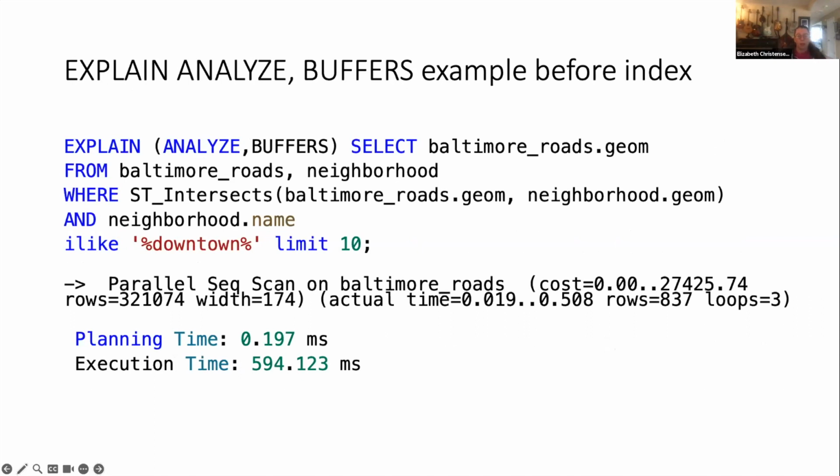When I was getting ready to go to Baltimore, I worked on a little Baltimore roads database. And so here's an explain plan for a query where I just looked for all of the road data in the downtown neighborhood. I put explain before my select statement, and it outputs how much planning time it took, and then about 600 milliseconds to execute the query.